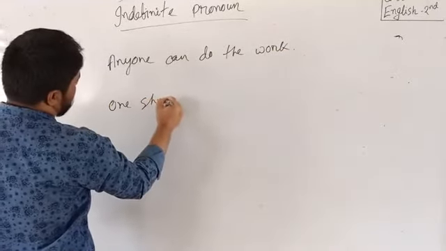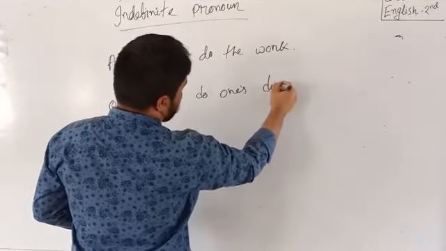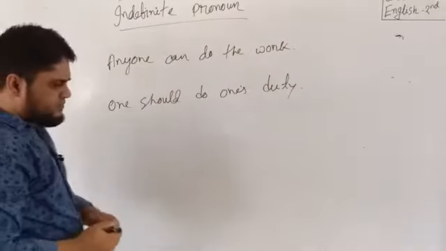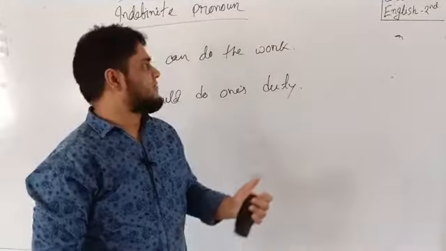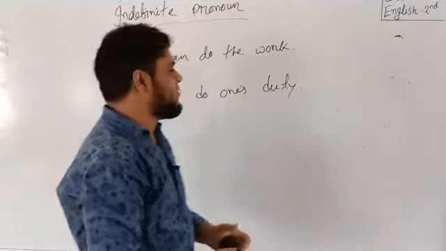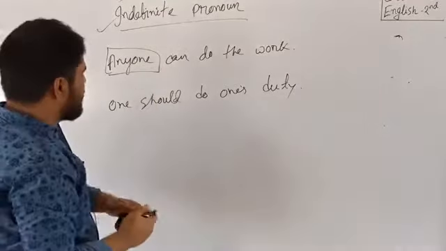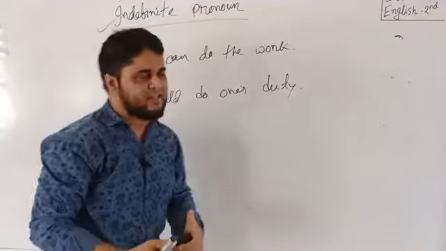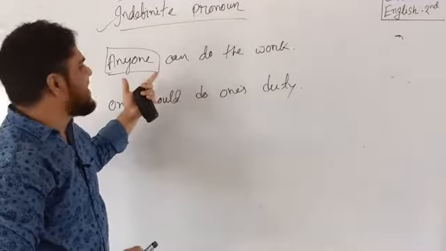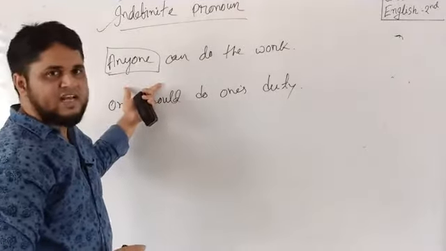One should do one's duty. Here anyone, everyone, someone, few, little, much, etc. are called indefinite pronouns. Here anyone is used as an indefinite pronoun because we don't have any idea about the exact person who can do the work. The work can be done by anyone. It's not a definite thing, not particular or specific.